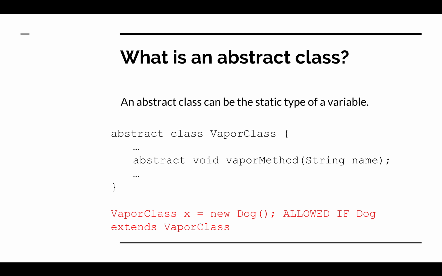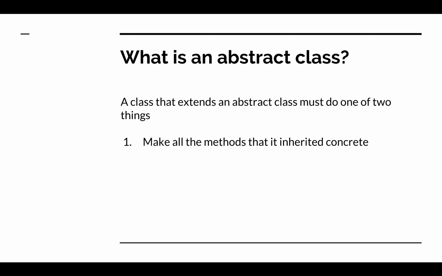Okay. Vapor class x equal to new dog is allowed if dog extends vapor class. Okay? Cool.